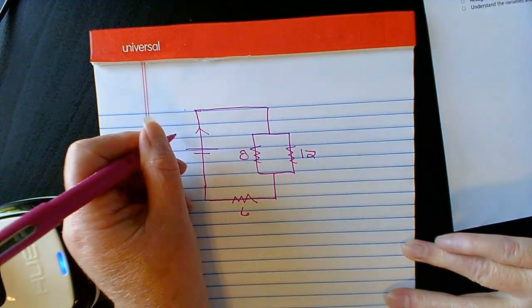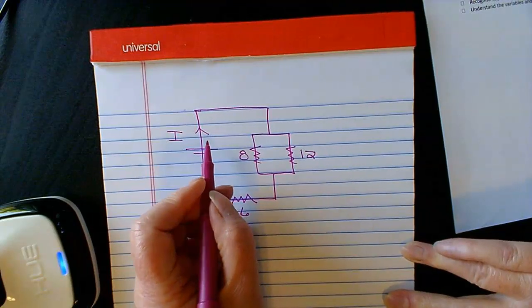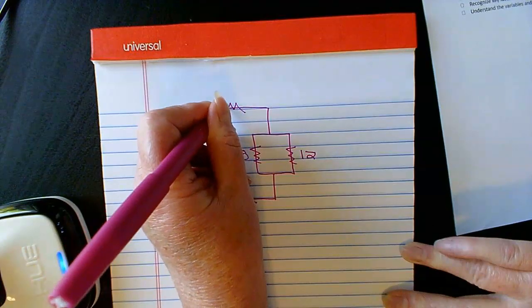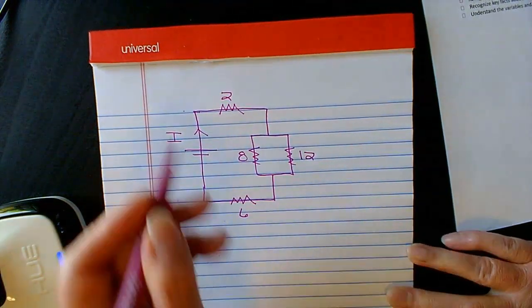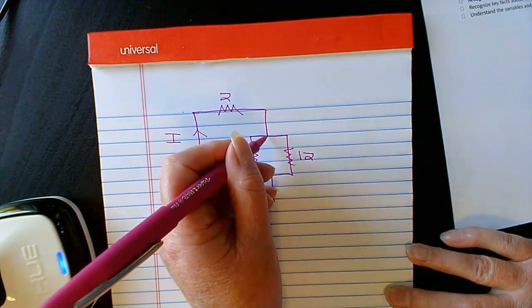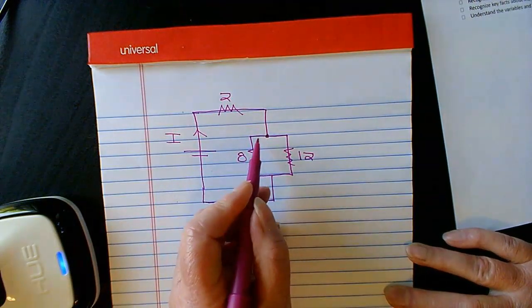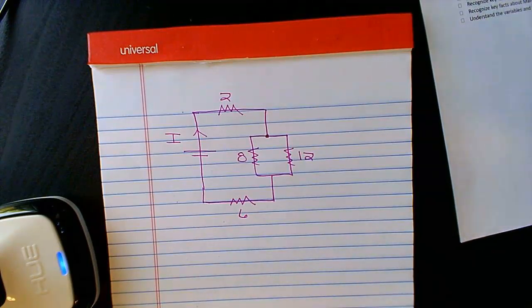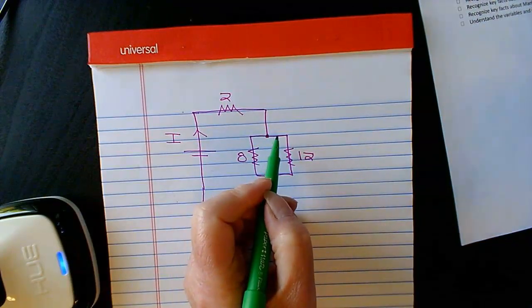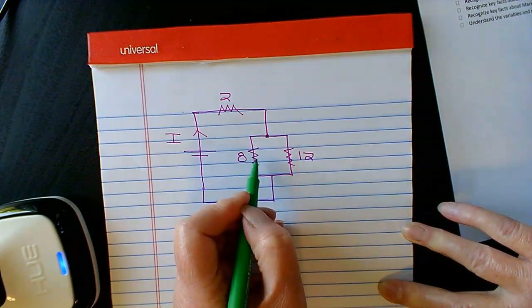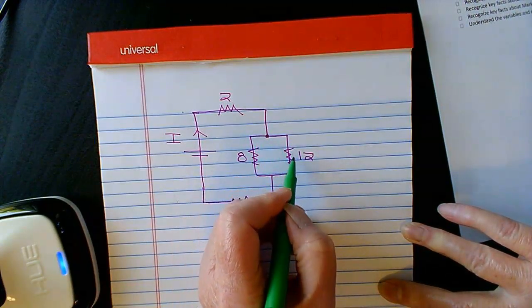So current is going to come out of this battery, and it's going to come around. Let's put a resistor here. All of the current goes through the 2, and then it comes over here. Now some of the current's going to go the 8-way, and some of it's going to go the 12-way. What I want you to be able to reason out is which way most of the current is going to go. The current always wants to take the path of least resistance. So there's going to be more current that goes the 8-way and less that goes the 12-way.